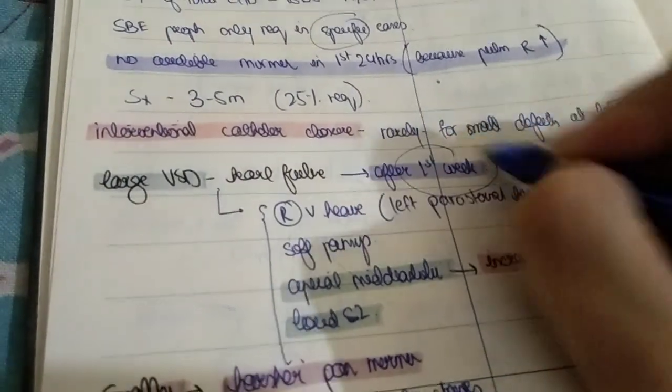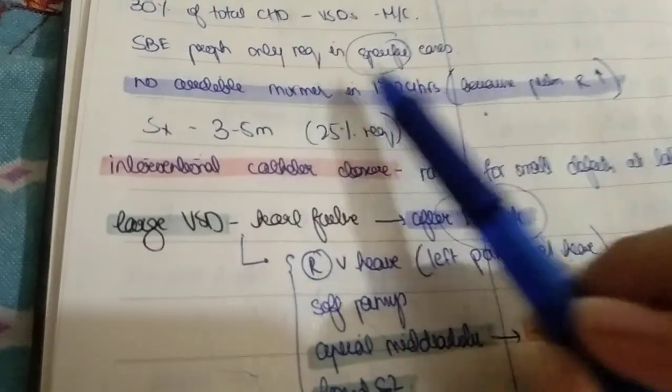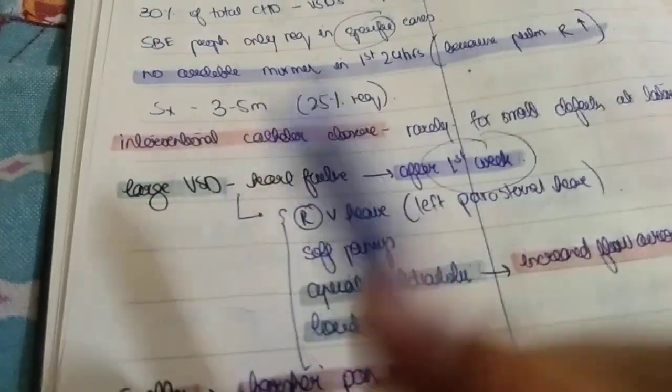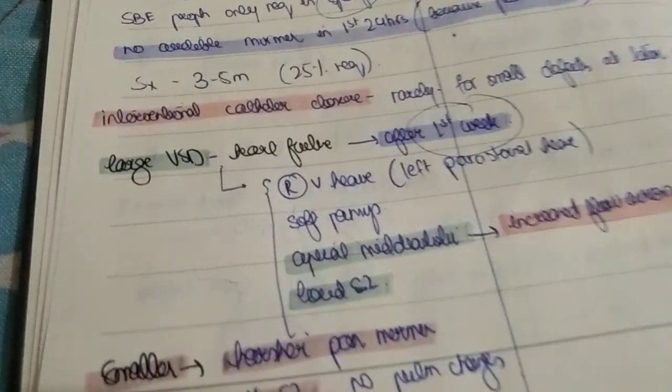But large VSDs are the issue. They cause heart failure. When? This is the MCQ: when do they cause heart failure? After the first week. So one MCQ point is that they do not cause an audible murmur during the first 24 hours, never, no matter if it is large or small. And large VSDs lead to heart failure after the first week.